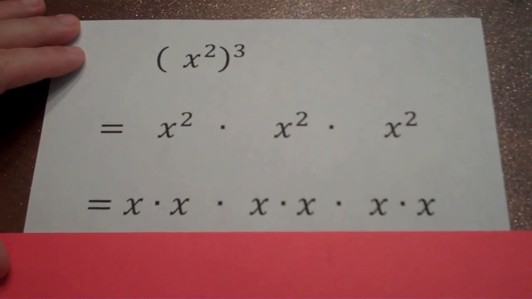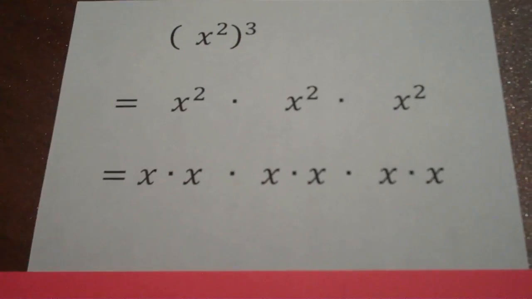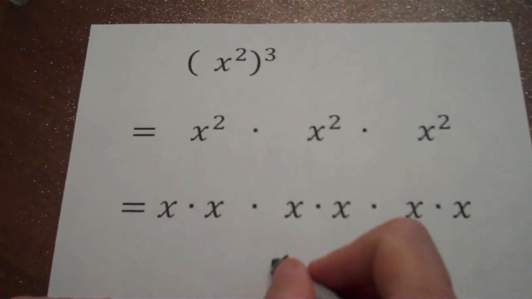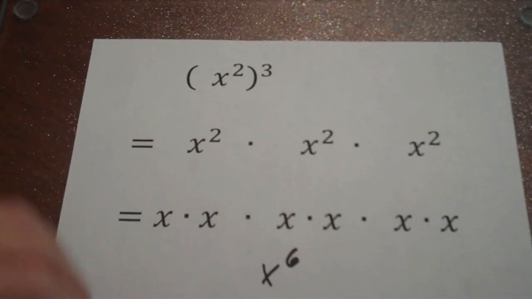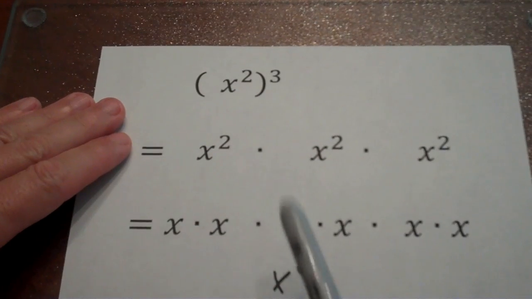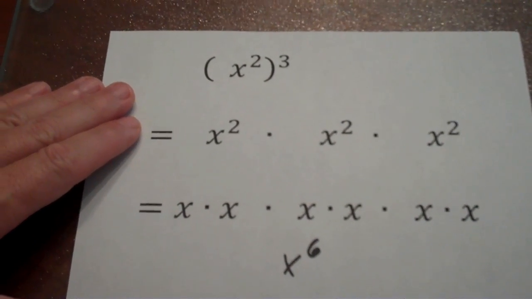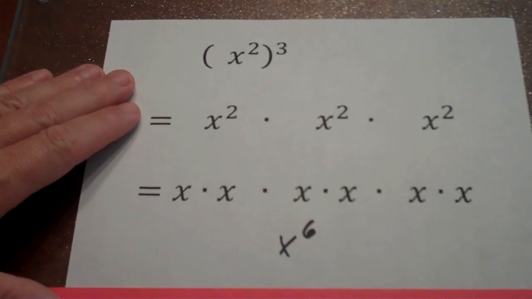So I have 3 sets of 2 multiplied together, which means I have, and I should have written it down and I didn't, 6 x's all multiplied together. So basically the rule of thumb this time is 2 times 3 is 6. Let's take a look at our fourth example where I'm actually going to do this process in reverse.